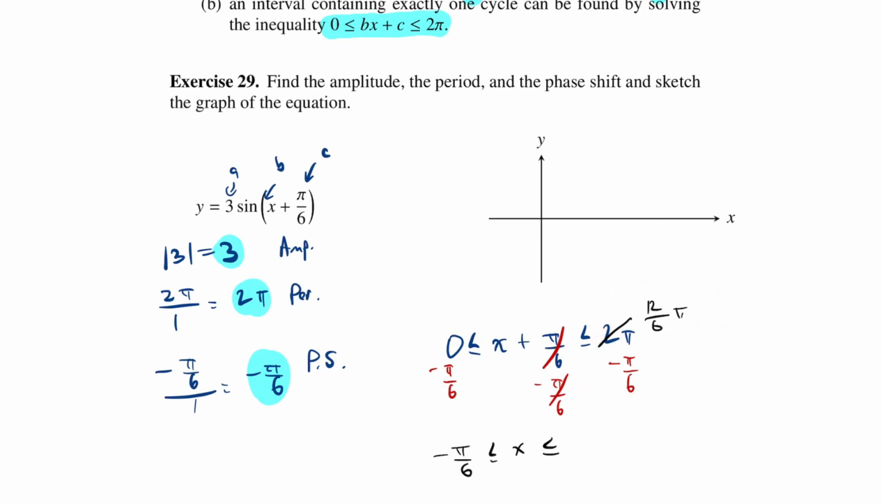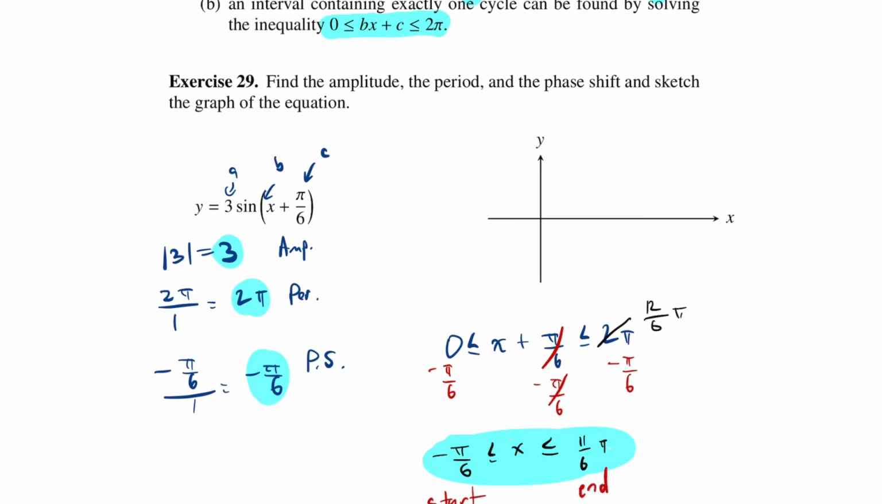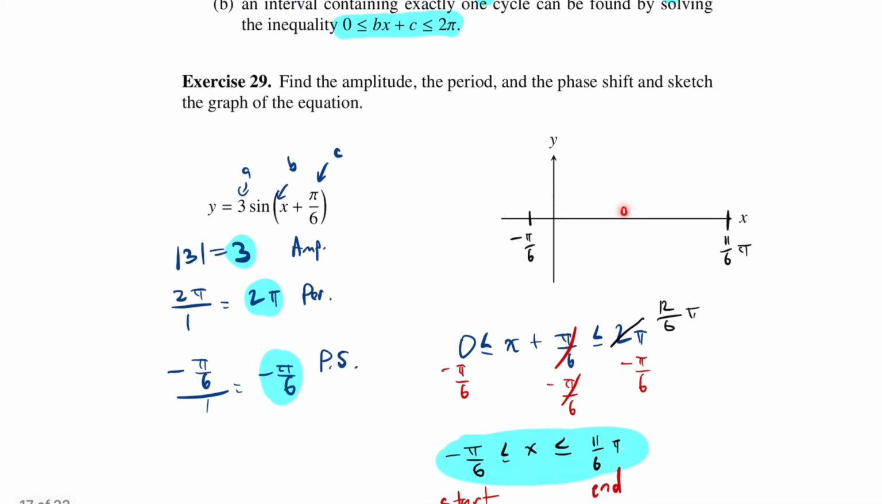This is nice because now you know where your graph starts and where your graph ends. So the starting point is -pi over 6, and the end point is 11/6 pi. So we're going to start over here at negative pi over 6, and we're going to end all the way at 11/6 pi. And then we need to find our midpoints. There's a total of 3 midpoints, one here, here, and here, so that you have 1, 2, 3, 4, 5 angles total.